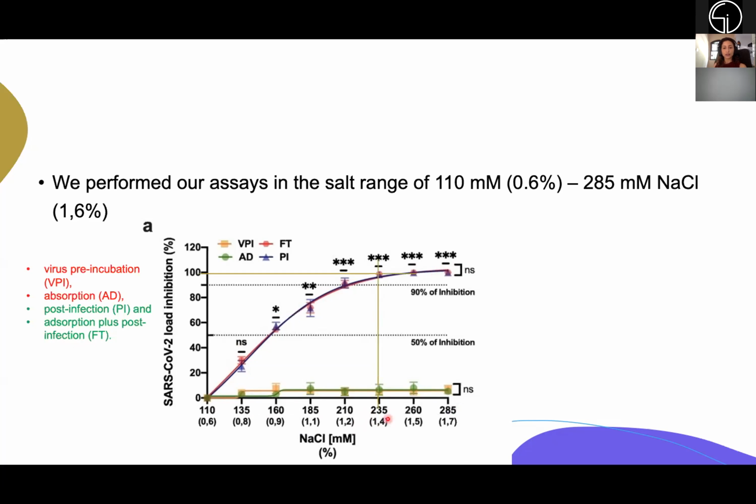And at 1.4% of NaCl, we observed 100% inhibition of SARS-CoV-2 in Vero cells. That is very nice.